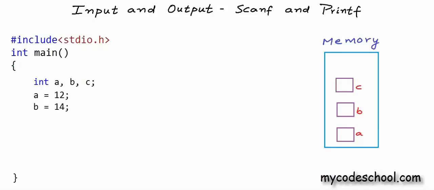I'm also showing these variables in memory here. Now I have written two statements to fill in values in a and b. I'm filling in 12 in a and 14 in b. And now with this statement, c = a * b, I'm calculating the product of values stored in a and b. Asterisk is the symbol for the multiplication operator, and we are filling in the product of a and b in c. And now we can print the value in c using printf.